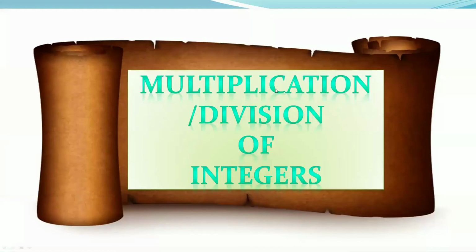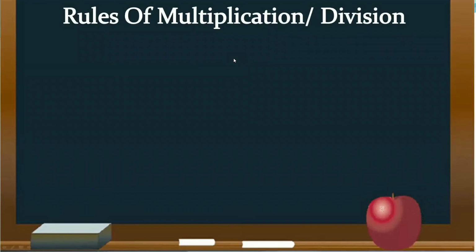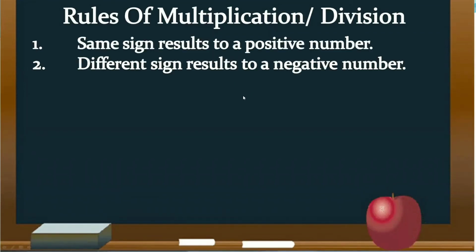Next, now we will proceed to multiplication and division of integers. How do we multiply and divide two integers? The multiplication and division of two integers have the same rules. And what are those rules? Number 1, same signs result in a positive number. Rule number 2, in multiplying or dividing two integers with different signs, the result is negative.